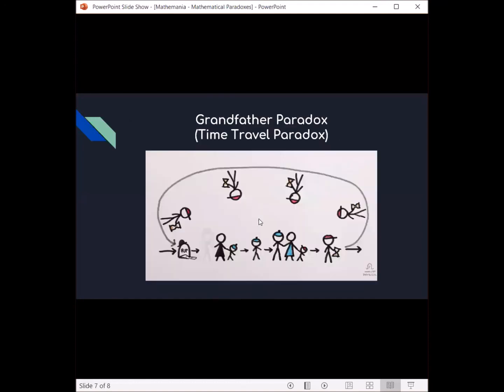And the other one is the grandfather's paradox. It's the time travel paradox about how you go back in time to kill your grandfather. And if your grandfather wasn't there, then your father wasn't there. And if your father wasn't there, then you weren't there. And if you weren't there, then how can you kill the grandfather in the first place? So do research about it. These are pretty amazing paradoxes, and it's pretty good to know about them.